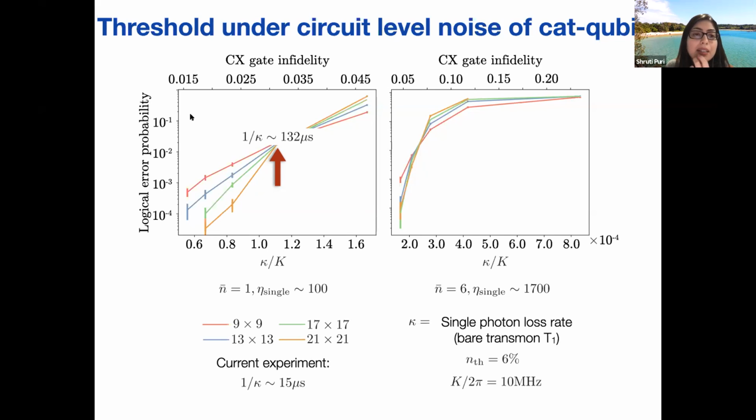One thing is that these simulations are done for periodic boundary conditions, not open boundary conditions. We do expect the threshold to be the same for periodic and open boundary conditions, but the exact number that you want will depend on open boundary conditions. So I won't be able to give that to you right now.